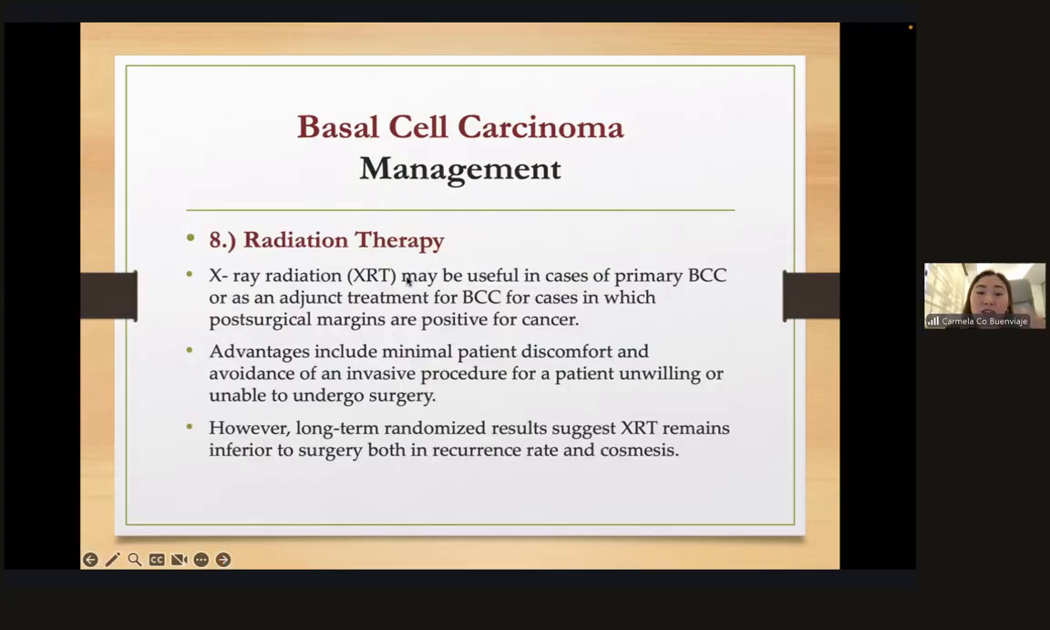Okay, next, radiation therapy can also be useful in cases of primary BCC, or usually just an adjunct in the treatment of BCC for cases in which post-surgical margins were still positive for cancer. Advantages include minimal patient discomfort and avoidance of invasive procedures for patients unwilling to undergo surgery. However, long-term randomized results have suggested that radiation therapy remains inferior to surgery.